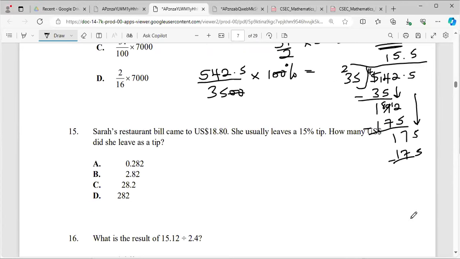Alright, this one says, go ahead and do this one. Sarah's restaurant bill came to US $18.80. She usually leaves a 15% tip. How many US dollars did she leave as tip? Sir, can I do this one? Yeah, man, you can.